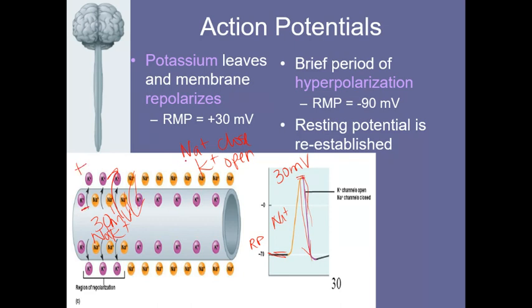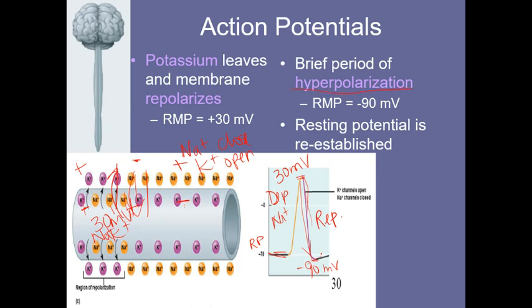So we started with positive outside, negative inside. Then the impulse came, we reversed it, negative outside, positive inside, and then we reversed it again here. This portion right here where the sodium is flowing in, that's depolarization. This portion right here where the potassium channels have opened and the sodium channels have closed, this is repolarization. And notice that when it gets down here, it actually drops below that negative 70 and gets to about negative 90 millivolts. It hyperpolarizes for a moment.